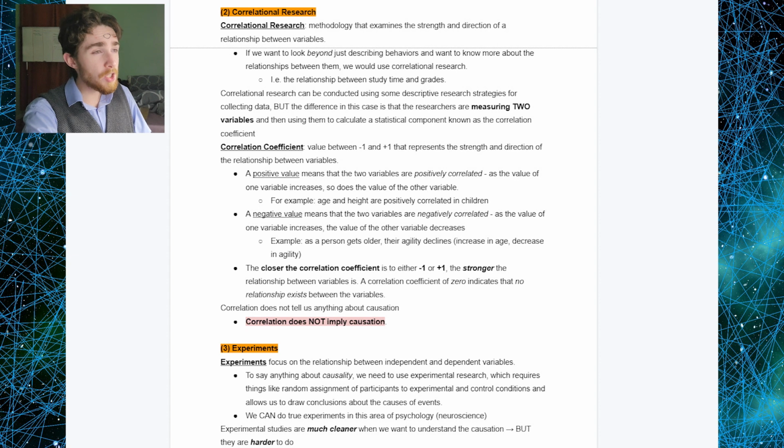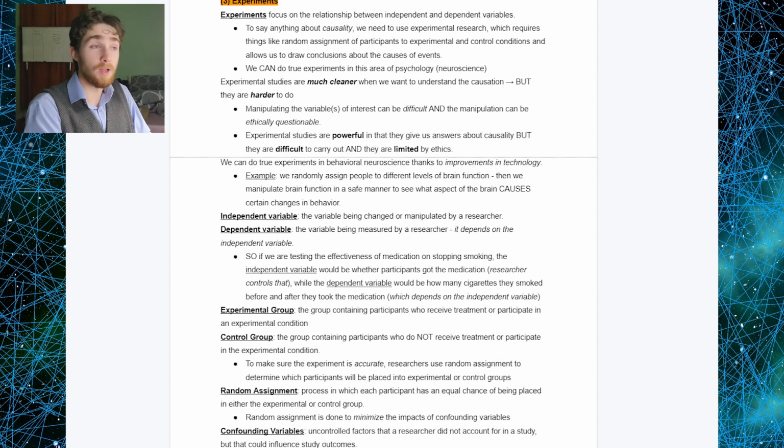Experimental studies are much cleaner when we want to understand causation, but they're harder to do. So if you want to poke at causality, you need to do experiments, and they're going to be very hard to do. We're talking about manipulating the variables of interest, right? That is what makes it difficult, and the manipulation can also be ethically questionable. Experimental studies are powerful in that they give us answers about causality, but they are difficult to carry out and they are limited by ethics, just to really drive that point home.